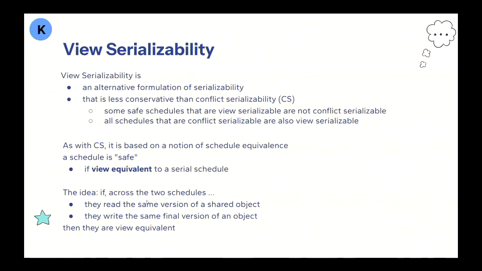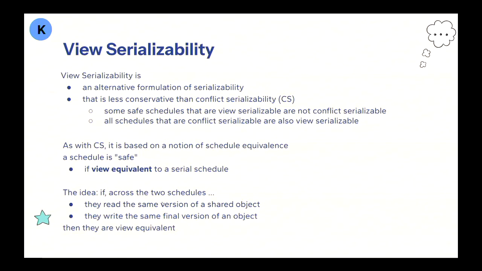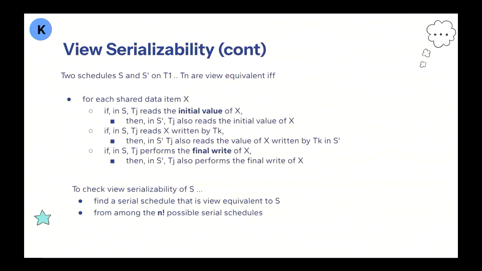The overall idea of view serializability is to guarantee that if across two schedules they read the same version of a shared object and they write the same final version of an object, then they could be viewed as equivalent. So two schedules are view equivalent if and only if they read the same initial value, and they perform the same final write, and in between the read of the initial value and the final write, they follow the same order of reads and writes.